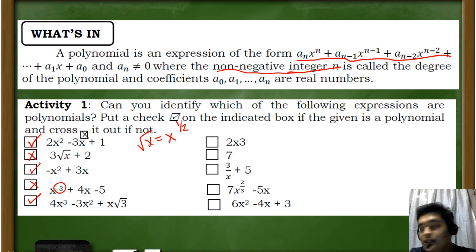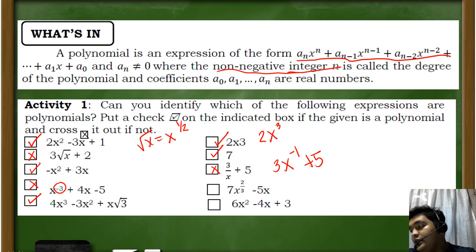How about number 6? This is 2x cubed. Okay, this is a polynomial. How about number 7? Of course, this is a polynomial. Number 8 is not a polynomial. Why? Because if you move the variable above, it will become 3x to the power of negative 1 plus 5. Therefore, this is not a polynomial. How about number 9? This is not a polynomial also, because the exponent is 2 thirds. Then number 10, of course, this is a polynomial. Again, non-negative integer: it has no negative exponent and no fraction exponent.